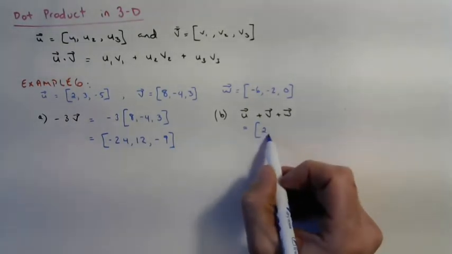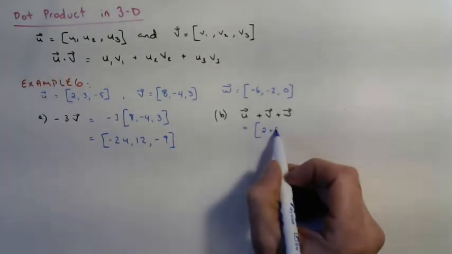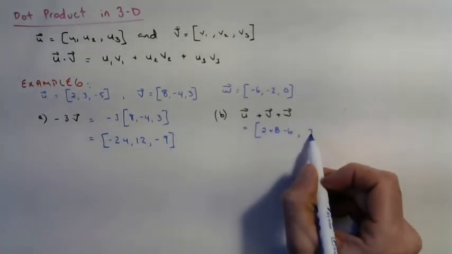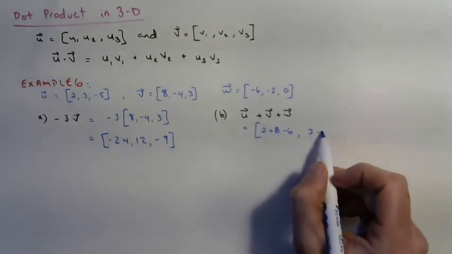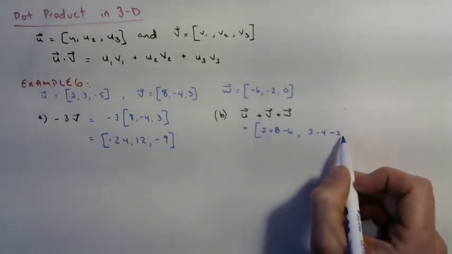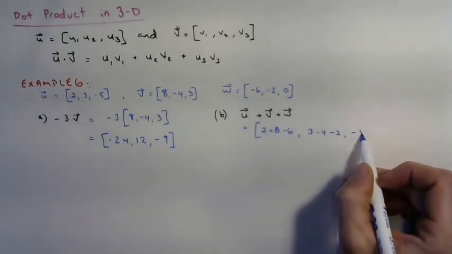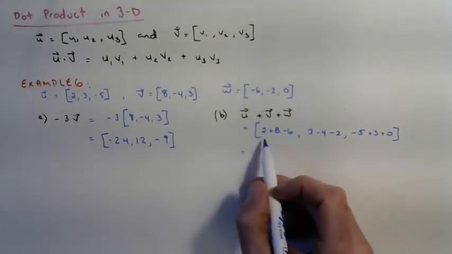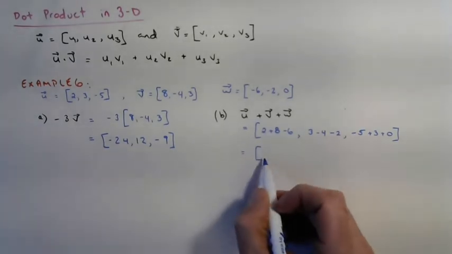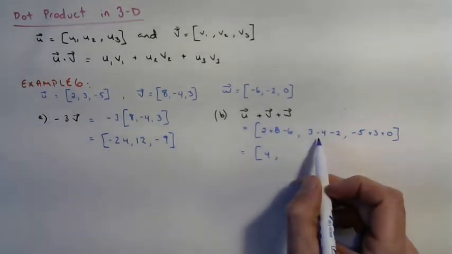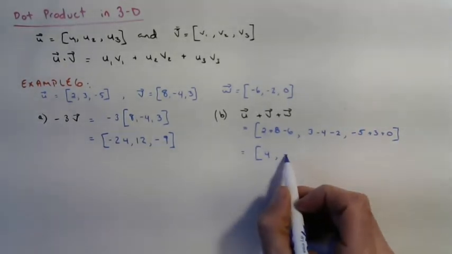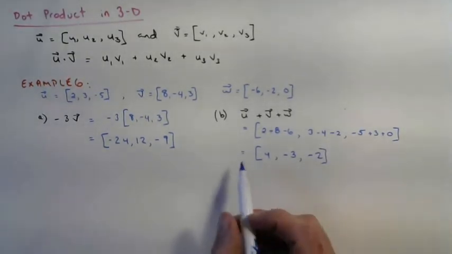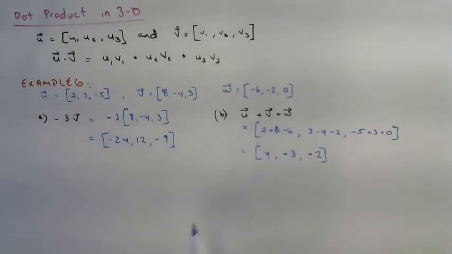So I've got 2 plus 8 minus 6. I've got 3 minus 4 minus 2, and negative 5 plus 3 plus 0. Reduce. 10 minus 6 is 4. Negative 6 plus 3 is negative 3. Negative 5 plus 3 is negative 2. That is the vector u plus v plus w.